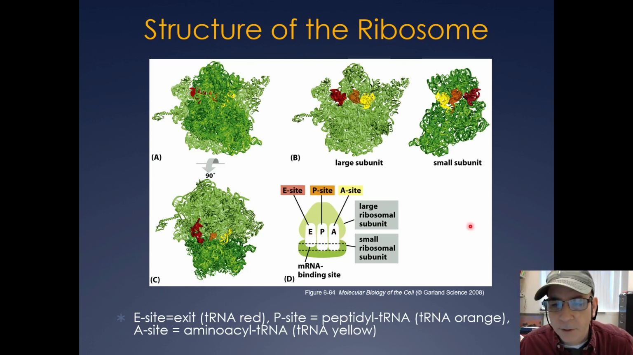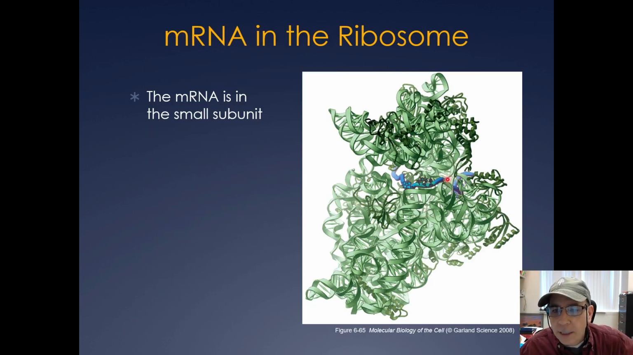So you can just remember it as the Environmental Protection Agency sites, or EPA. Okay, that's the order that it goes in. And so the RNA actually in the ribosome is actually bound to the small subunit, and here it is sort of shown in blue here.